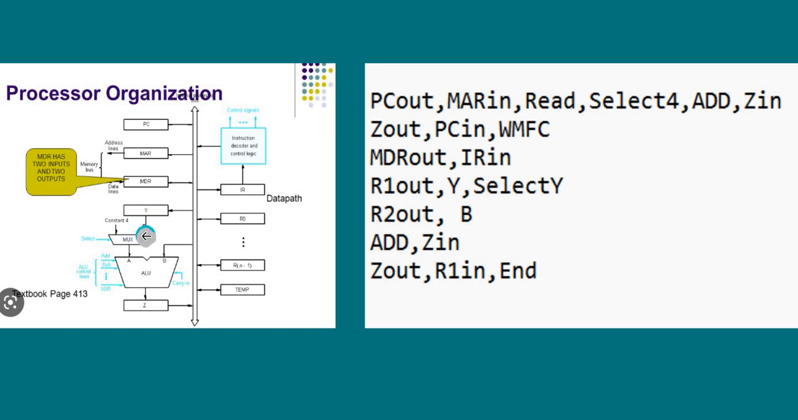It is one of the inputs of the MUX, the other is the constant 4, but this time we will select Y, and here we will get the output of the multiplexer as Y. So that is the content stored in R1. Next we will take whatever content is stored in R2 and store it in B. Now we will ask the ALU to add both of these and the answer will be in Z, so Z in, and lastly we will take this out and store it in R1, so R1 in, and that's it. That is the end of the execution cycle.